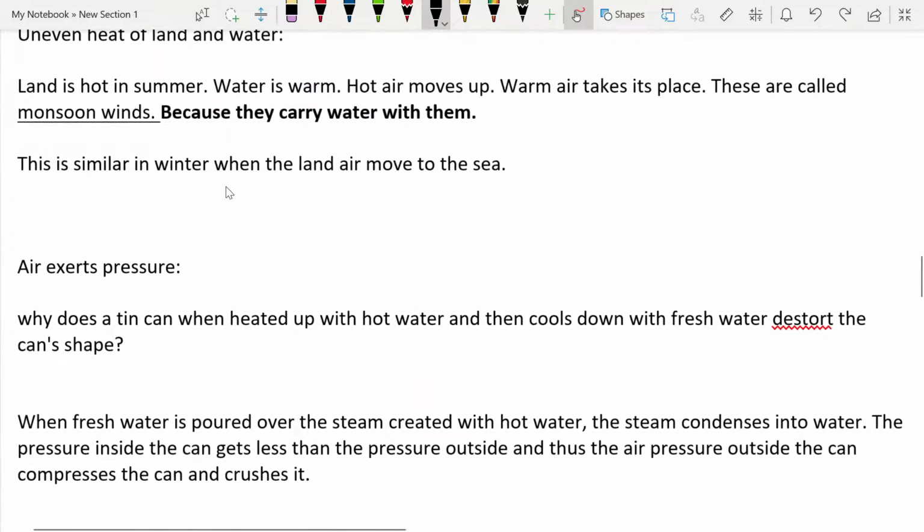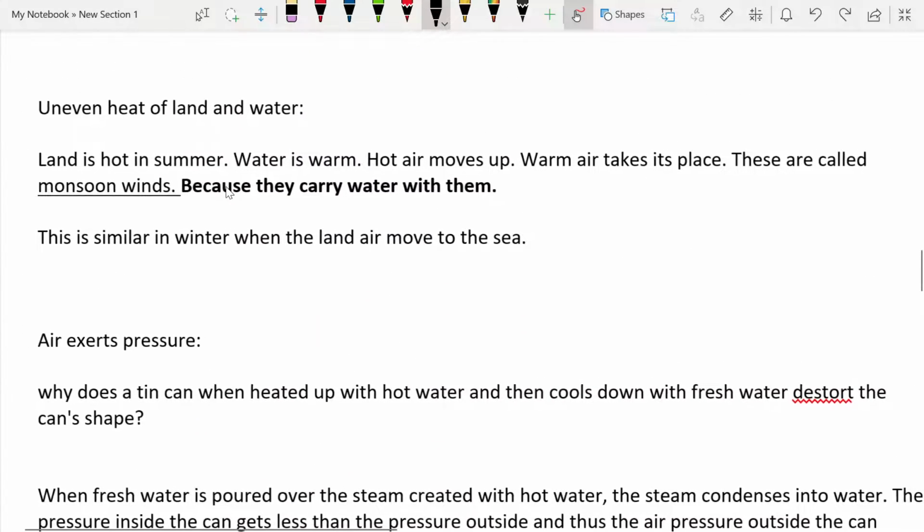Okay, now we move on to uneven heating of land and water. Land is hot in summer. Water is warm. Hot air moves up. Warm air takes its place. This is basically land breeze and sea breeze. These are called monsoon winds because the hot air moves up and the warm air takes its place.